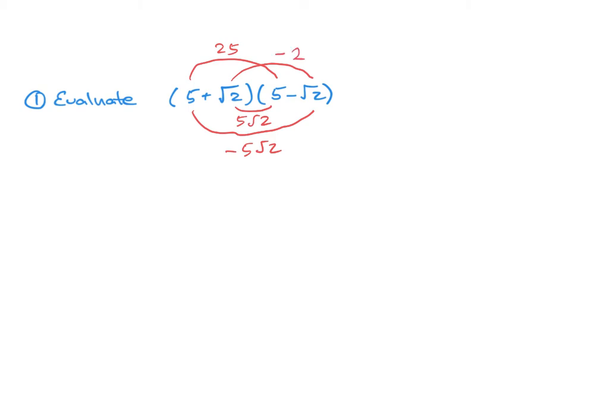Remember, the definition of a square root is the number times itself. That gives you that number. So let's just rewrite those terms together. We've got 25 take away 2 plus 5 root 2 minus 5 root 2. You can clearly see that these two will cancel each other out. And then 25 take away 2 is equal to 23. And that is your final answer.